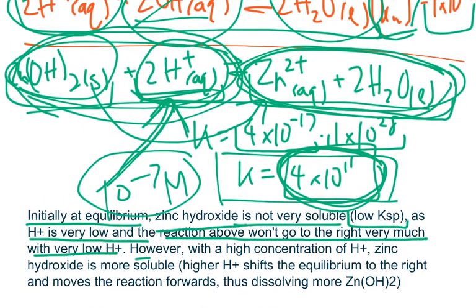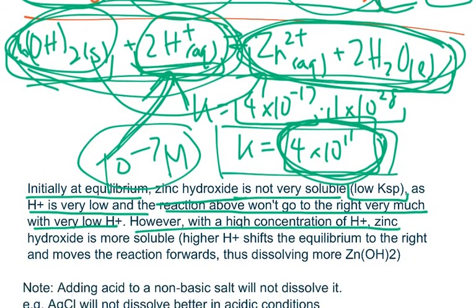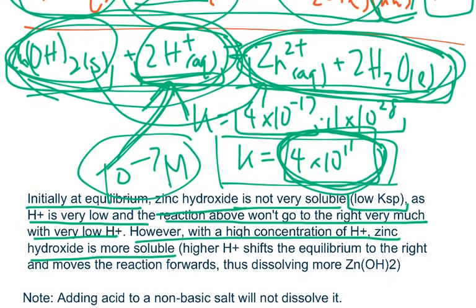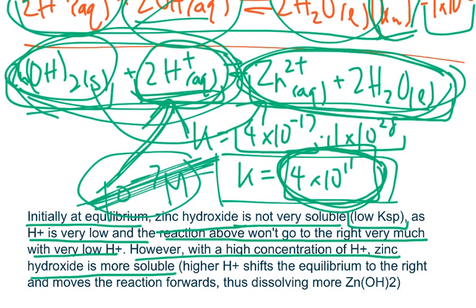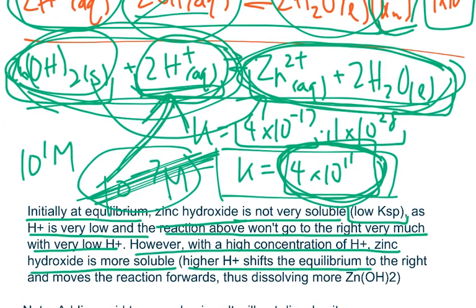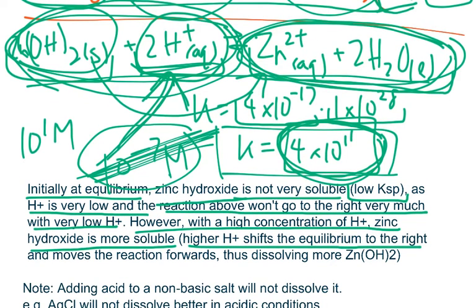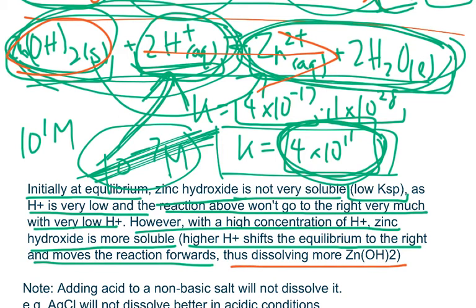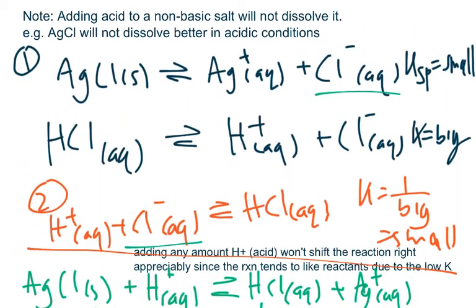However, with a high concentration of acid or H+, zinc hydroxide is more soluble, because if you think about it, now that we have more H+, so let's just say 10 to the 1 molar perhaps, then the higher H+ will shift the equilibrium to the right, and this is Le Chatelier's principle, remember? And this moves the reaction forwards. So if the reaction here goes forwards, we will get the zinc hydroxide to start dissolving more. So in general, by increasing the concentration of the H+, we will move the reaction to the right, and zinc hydroxide will dissolve better. Hopefully that made a lot of sense, and now let's talk about an exception.